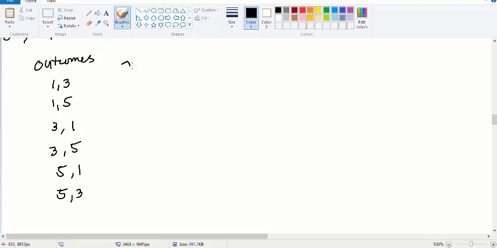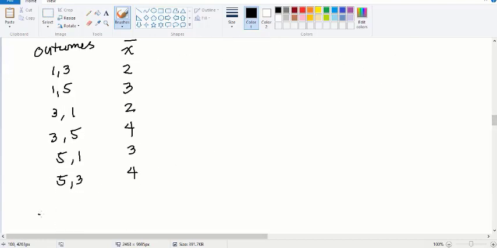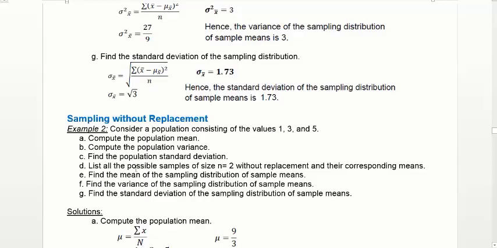Okay, so ang mean natin dito would be 1 plus 3, 4 divided by 2, 2. 1 plus 5, 6 divided by 2, 3. 3 plus 1, 4 divided by 2, 2. 3 plus 5, 8 divided by 2, 4. 5 plus 1, 6 divided by 2, 3. 5 plus 3, 8 divided by 2, 4. Okay, tama ba? So, this is letter D. Ang sabi niya sa letter E, ano yung kunin? Okay, mean of the means.